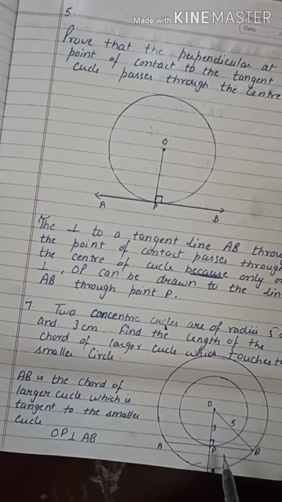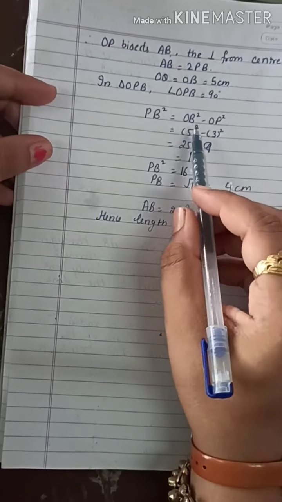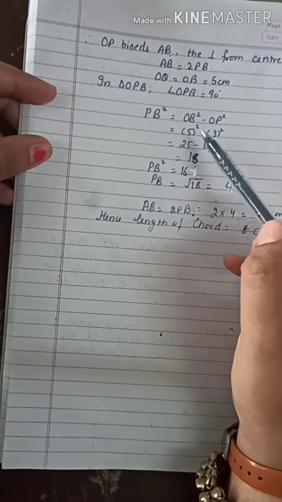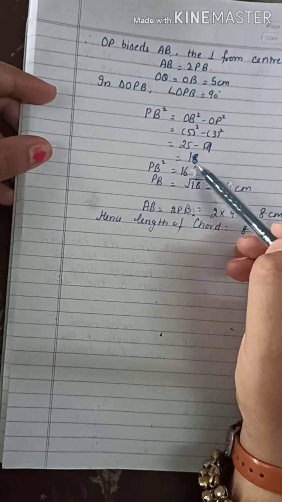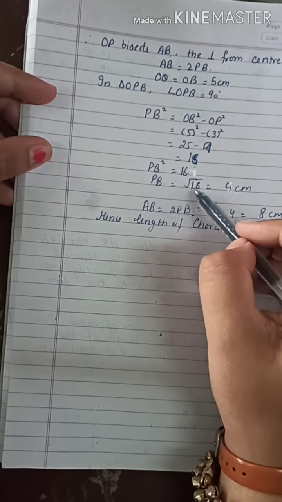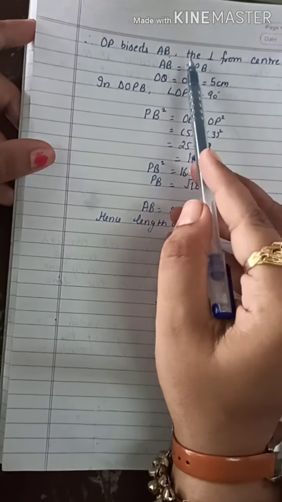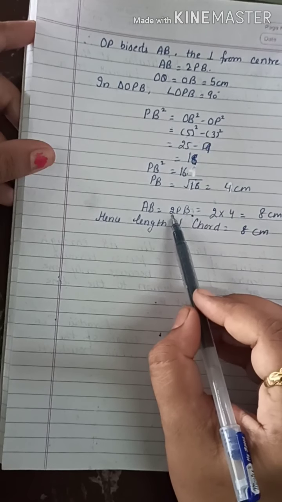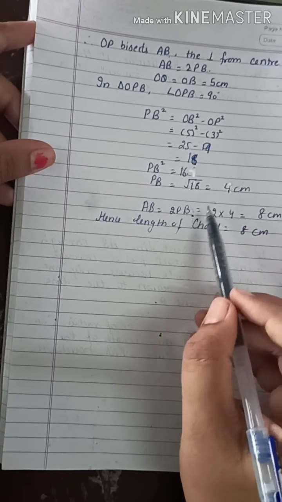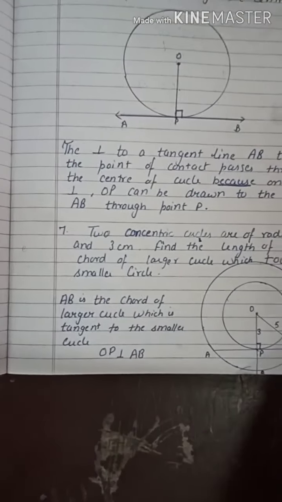So OB square, the hypotenuse square, equals OP square plus PB square. Or you can write it like this: PB square equals OB square minus OP square. So 5 square minus 3 square, 25 minus 9, it will be 16. PB square equals 16. We can easily find the square root of 16, that is equal to 4. So here AB is twice of PB. If you put the value of PB here, you will get the value of AB. You can check in the diagram.